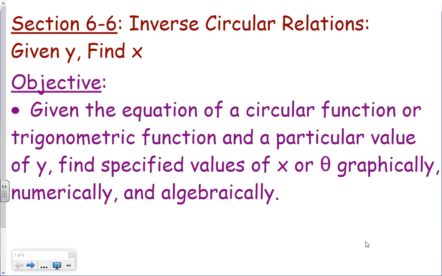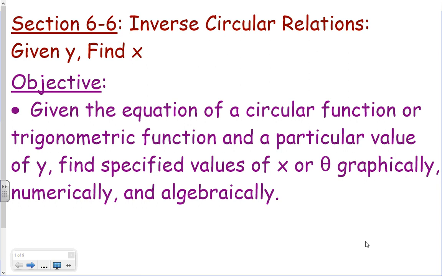All right, open up your book to section 6-6. We're on page 314 in your book, and the title of this section is Inverse Circular Relations. That is, given y, find x. That's what it means to work with inverses. If you know the output, can you find the input?